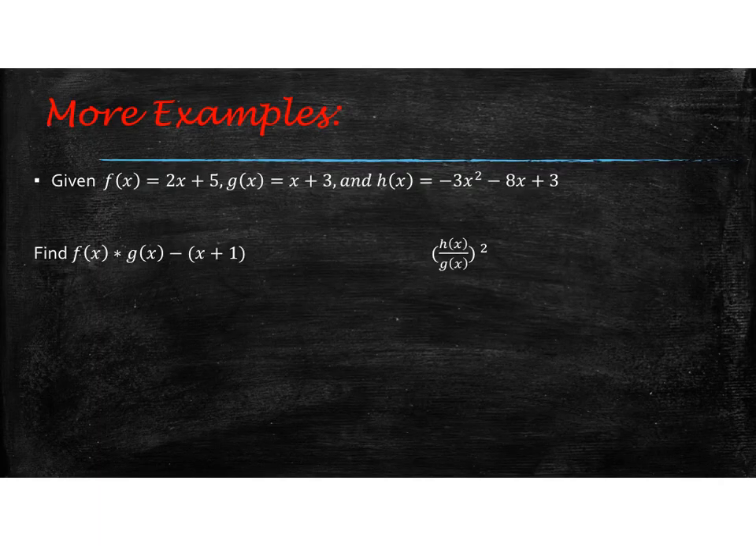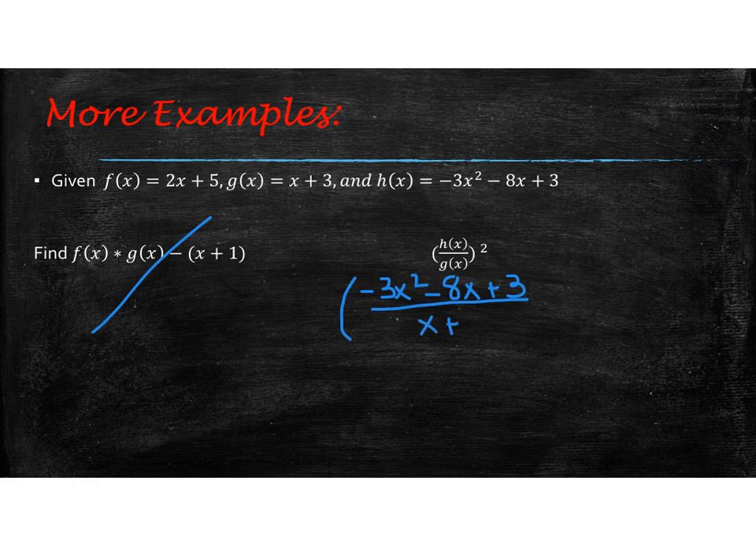Okay, one more example. We've got the same functions that we had on the previous slide, 2x plus 5 for f of x, g of x is x plus 3, h of x, so on. We've already done this one, so we don't need to do this one again. But now we're going to do h of x divided by g of x, and then we're going to square it. So h of x is negative 3x squared minus 8x plus 3, and we're going to divide it by g of x, which is x plus 3. And then we're going to square it.